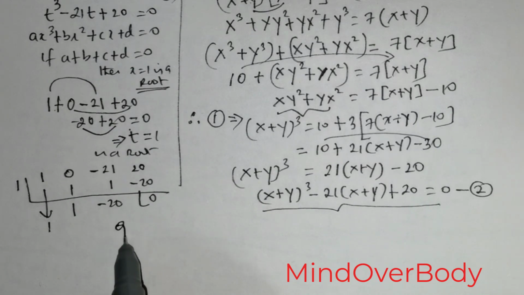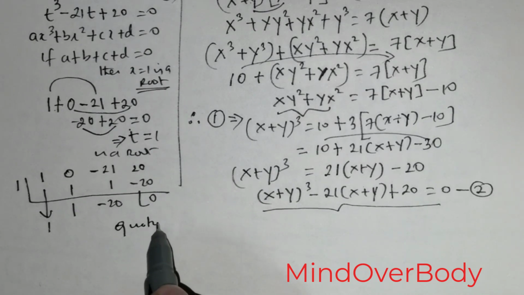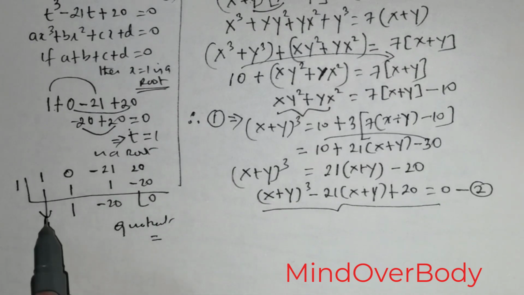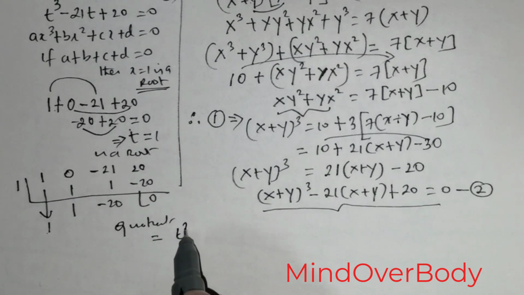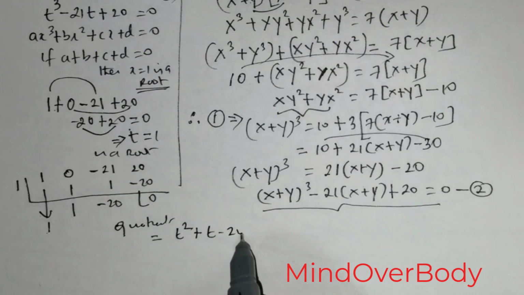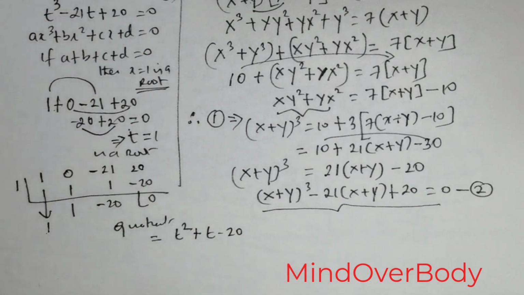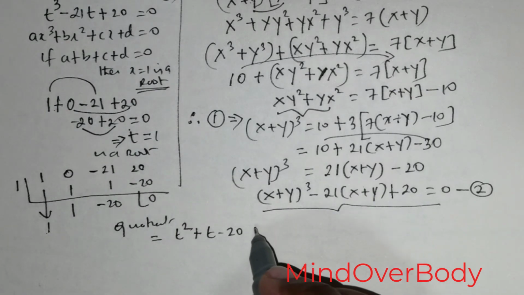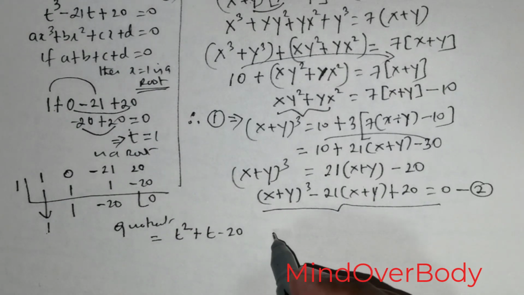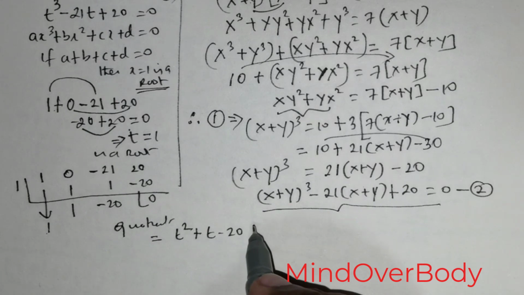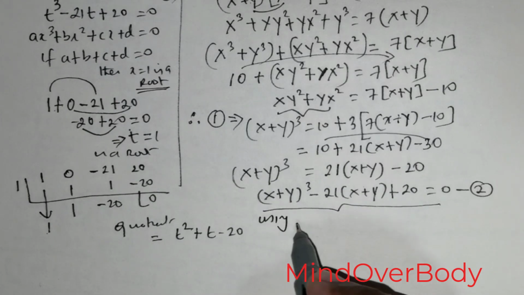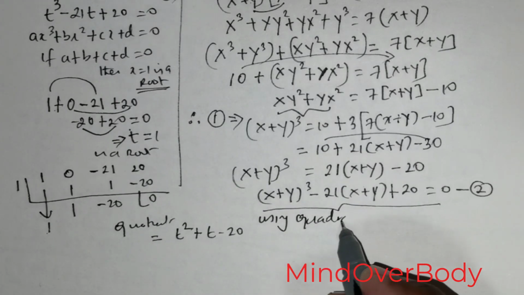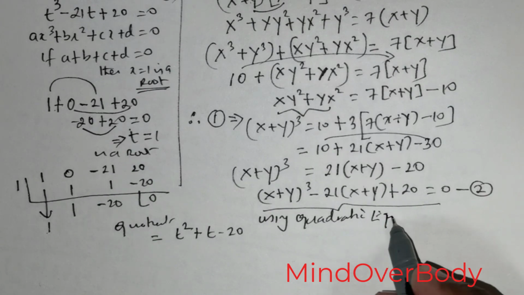So the quotient in this case, since we started with degree 3, we will now start with degree 2. So t squared plus t minus 20. This is the quotient that we have got. Now we want to find the other roots. To find the other roots, we will have to use the quadratic formula, so using the quadratic formula we will find the other roots.